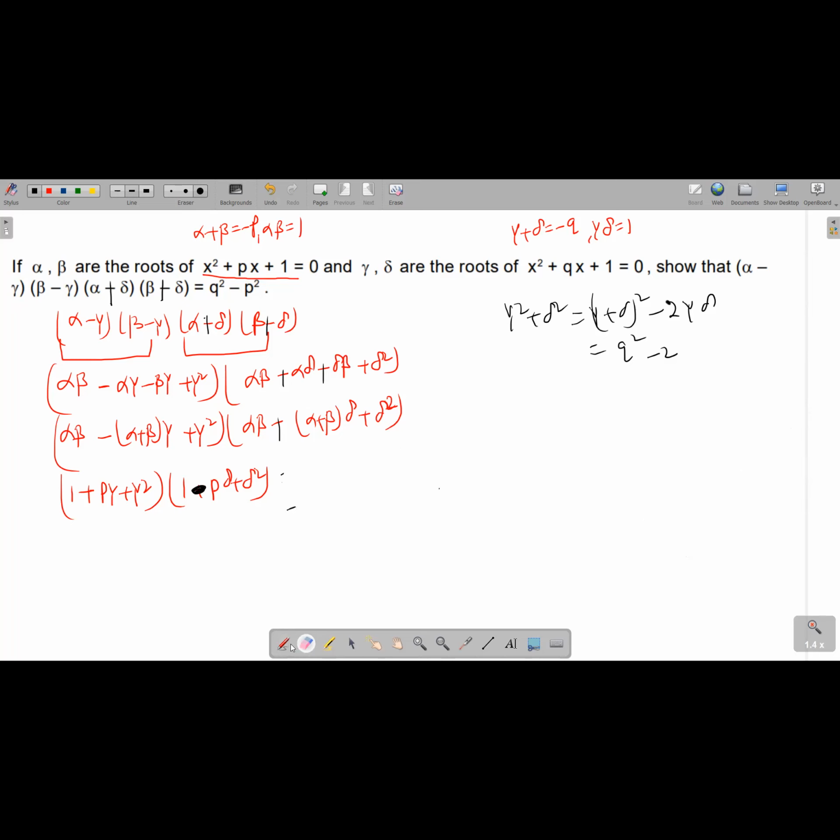There was some correction in the question. This is 1 minus p delta plus delta square plus p gamma minus p square gamma delta, and p gamma delta square plus gamma square minus p delta gamma square and gamma delta whole square. Put the value. See here. No, I think there is some mistake in this question. This is not creating a lot of problem actually.